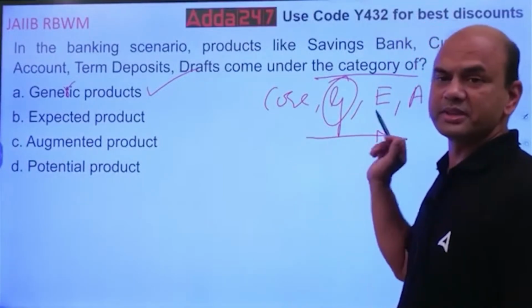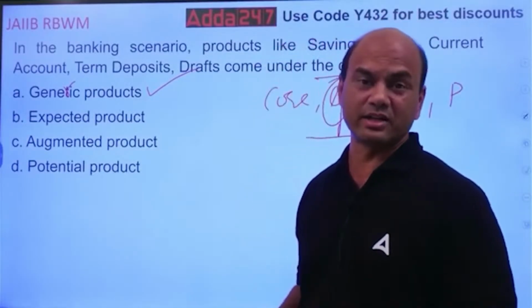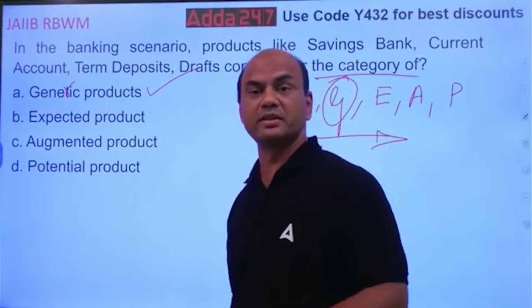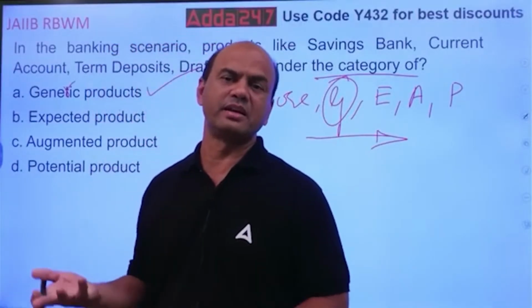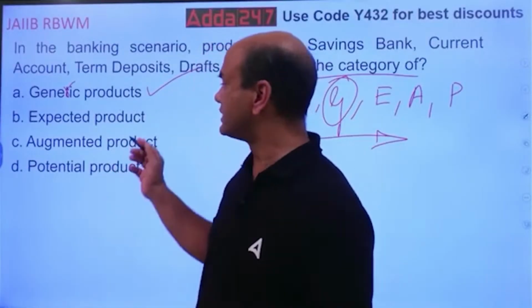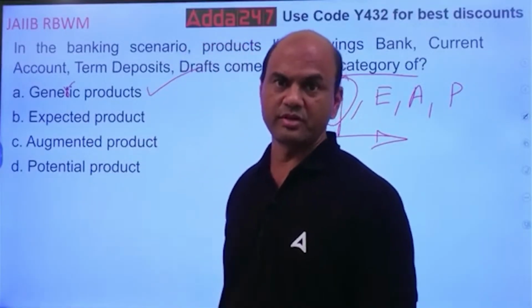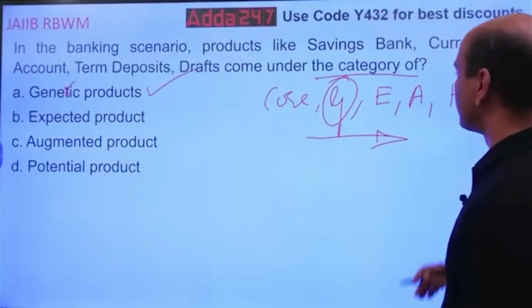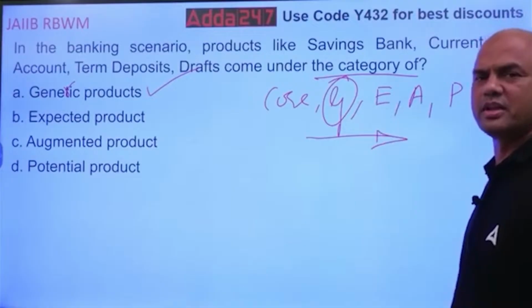Then expected. People expect something from this. They want something additional. UPI, they wanted faster transfers. Expected. Augmented means bank gives it. Bank gives additional services. Some health insurance free, some 1 lakh debit means cash withdrawal limit, platinum cards and all these. Okay. So these are augmented, and potential means future, AI, blockchain. So savings, current, FD, this is generic product. Got it? And draft. Draft is now gone, isn't it? How many of you have issued draft in the last 6 months?